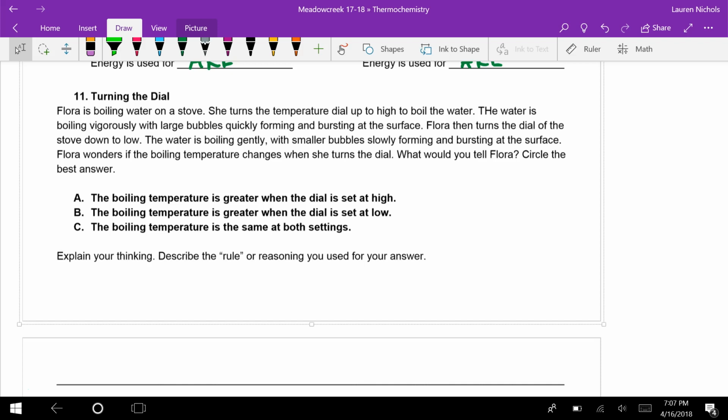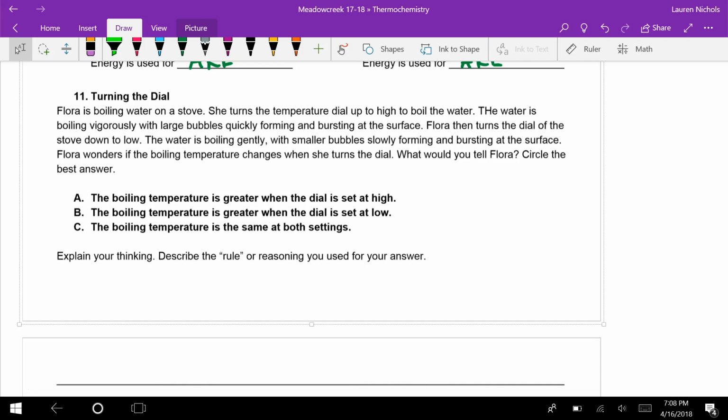Flora then turns the dial of the stove down to low. The water is boiling gently, with smaller bubbles slowly forming and bursting at the surface. Flora wonders if the boiling temperature changes when she turns the dial. What would you tell Flora? Circle the best answer. And then we have three options.